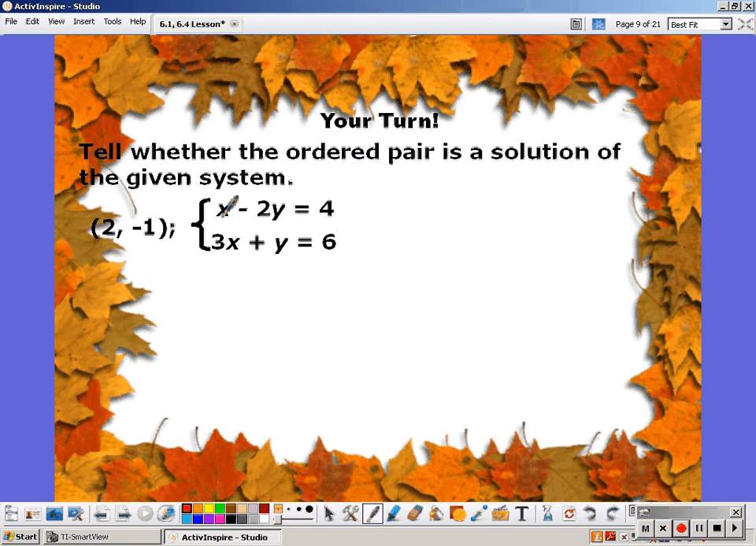All right, now it's your turn. So you plug in 2 for x and negative 1 for y. Plug it into the top one and then plug it into the bottom one and find out whether or not it's a solution for both of these equations. Pause the video and work that out.